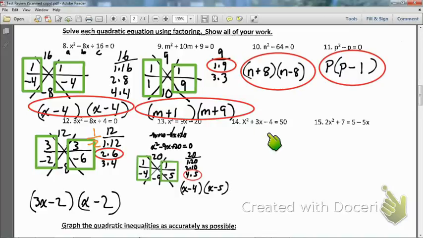14, again, I've got to notice I don't have everything on the same side. So I've got to make it on the same side. So subtract 50, subtract 50. So I get x squared plus 3x minus 54 equals 0.